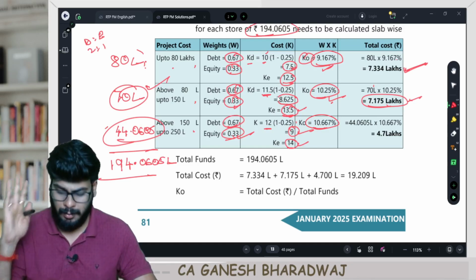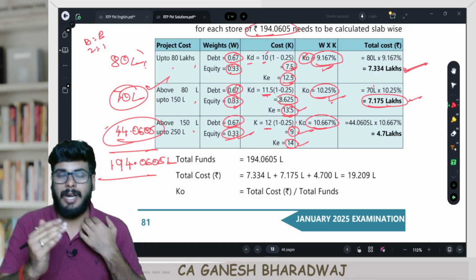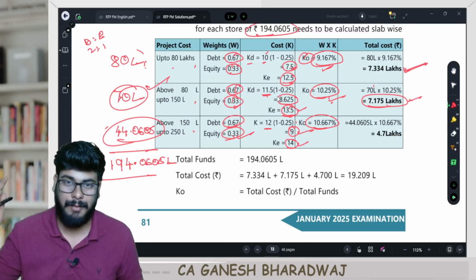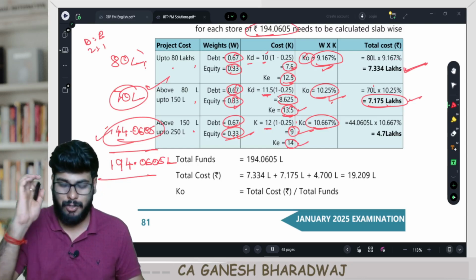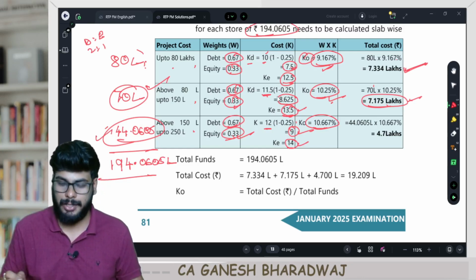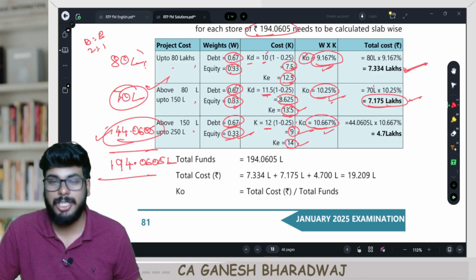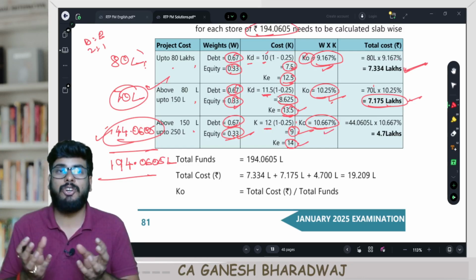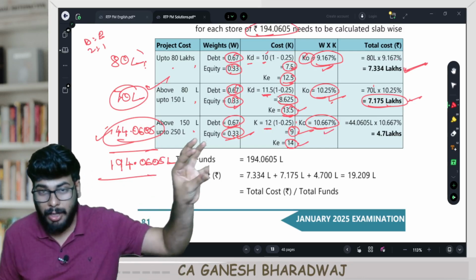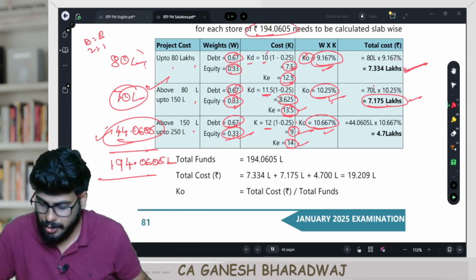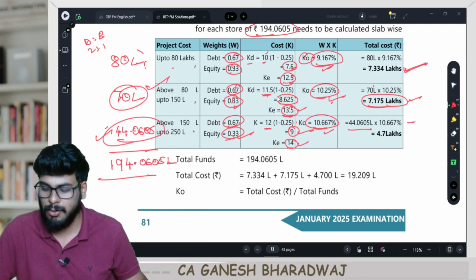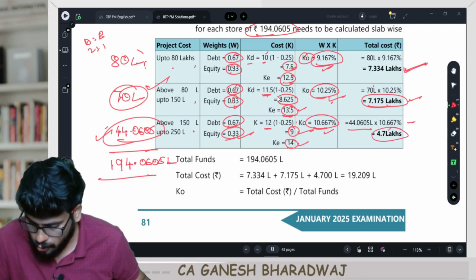10.6666 percent. Or in other words, for every rupee that you have raised over and above this 150 lakhs, that is, for each rupee in this 44.0605 lakhs, the cost incurred was 10.667 percent. The total cost of finance for this 44.06 lakhs is going to be 44.0605 lakhs into 10.6667 percent. It's going to be 4.7.